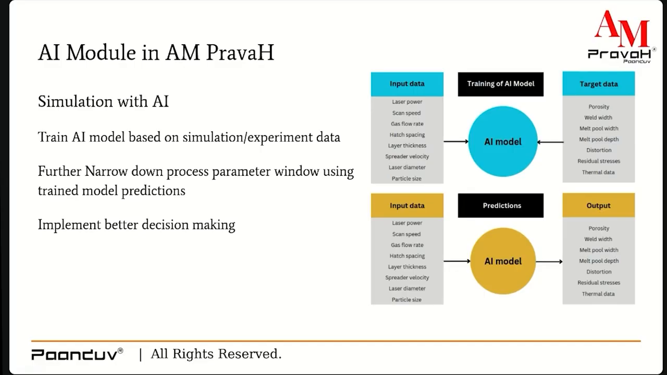We train our AI module on the targeted output and the input data. Once the model is trained, we can simply use it to do the prediction, and we can come out with a better understanding and better decision making of how much further we can narrow the process parameter window that we already have.